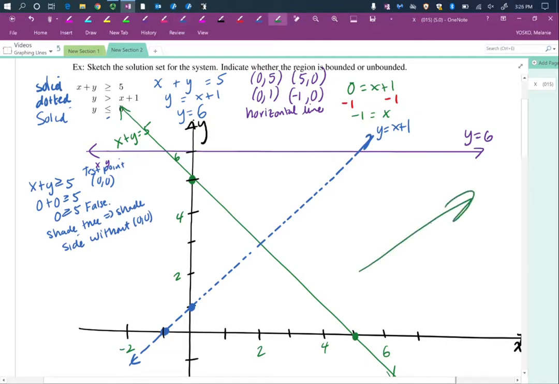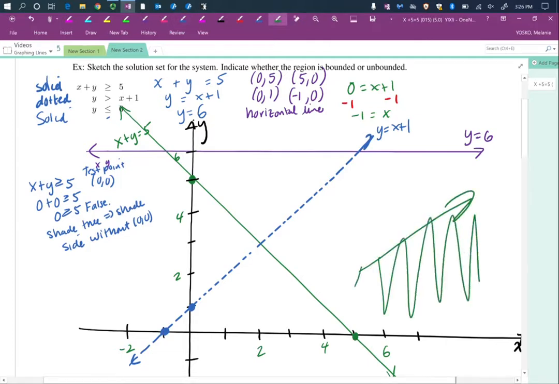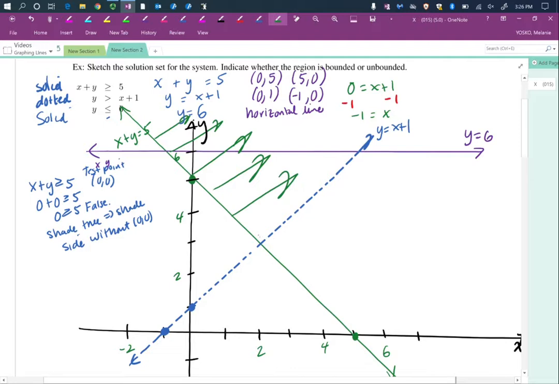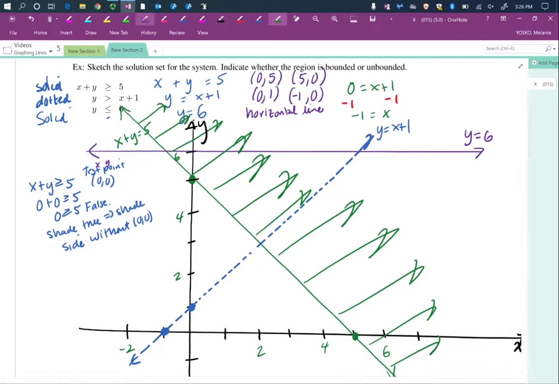Remember, if you're shading a line in space, either this half plane is true or this half plane is true. So we're going to test one side of it and see what behavior we have. We see that we're going to shade the side without 0, 0. So here's 0, 0. We're shading this way. I'm just going to draw some arrows for now for you to see. I'm shading like this. I may make them shorter in just a bit, but I'm shading all the way through like this.